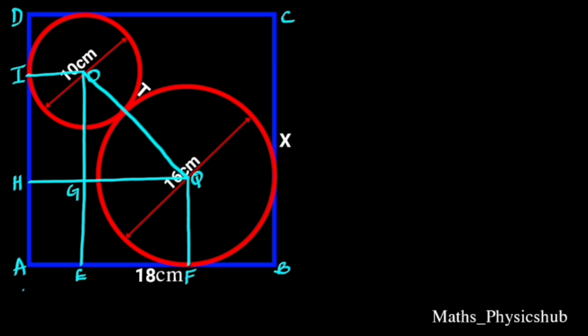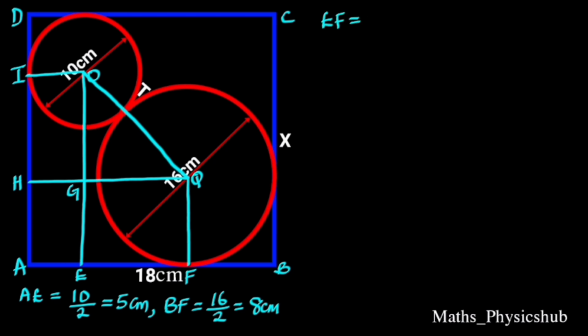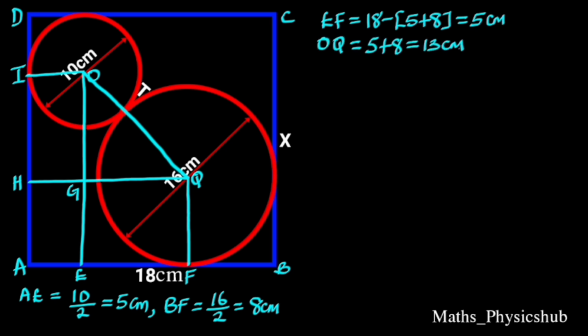From the diagram, notice that AE equals the radius of the small circle, that is 10/2 which is 5 cm, and BF equals the radius of the big circle, that is 16/2 which is 8 cm. Since AB is 18 cm, EF equals 18 minus 5 minus 8, which equals 5 cm. OQ equals 5 plus 8, which is 13 cm, reason: external touching, which is the sum of the radius of the two circles. GQ equals EF, which is 5 cm.